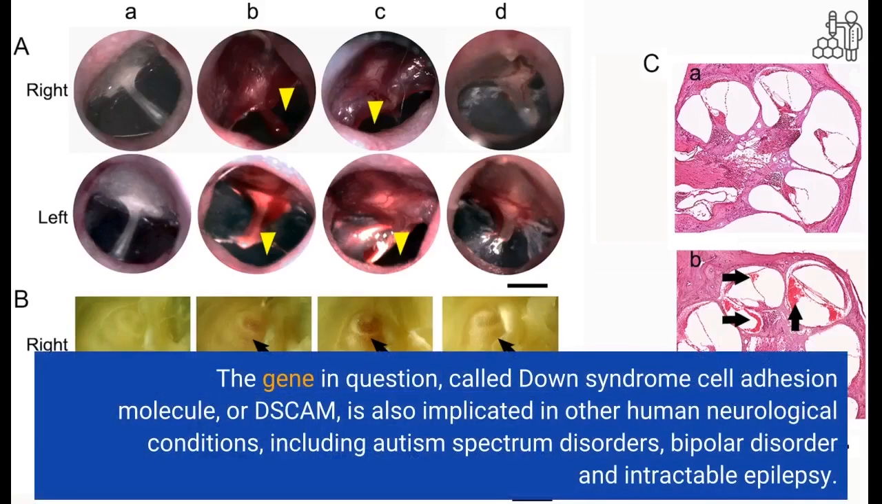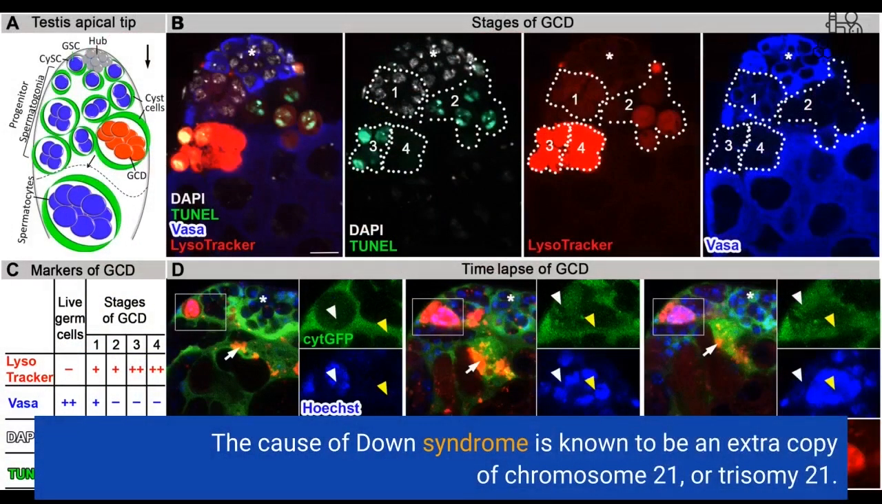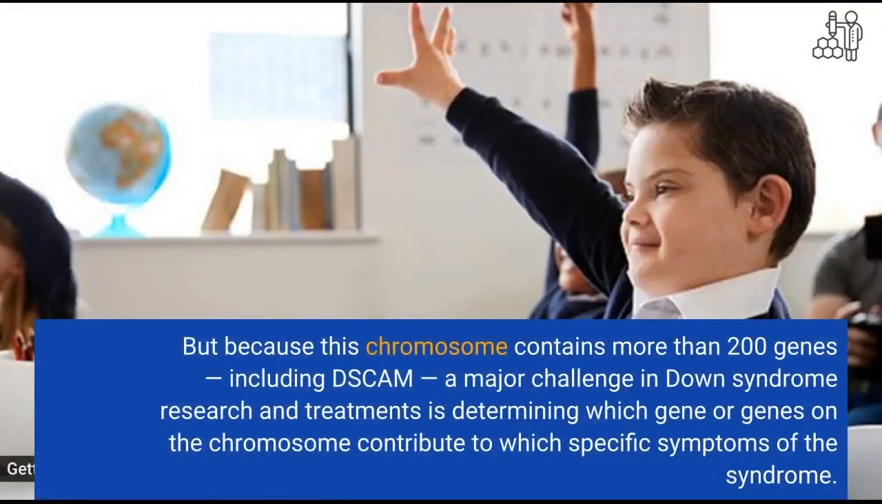The gene in question, called Down syndrome cell adhesion molecule, or DSCAM, is also implicated in other human neurological conditions, including autism spectrum disorders, bipolar disorder and intractable epilepsy. The cause of Down syndrome is known to be an extra copy of chromosome 21, or trisomy 21. But because this chromosome contains more than 200 genes, including DSCAM, a major challenge in Down syndrome research and treatments is determining which gene or genes on the chromosome contribute to which specific symptoms of the syndrome.